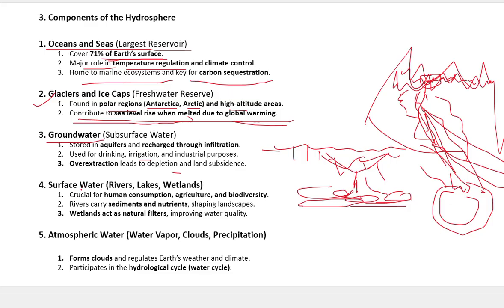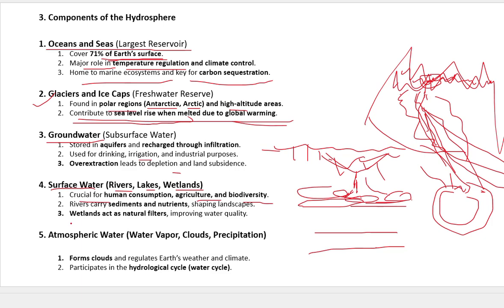Okay. Then surface water. Under surface water, what are there? They are in rivers, lakes, wetlands, and they are crucial for human consumption, agriculture, and biodiversity. Rivers carry sediments and nutrients, shaping the landscape. A river is not always in one shape. It always keeps changing. That is because of sediments, the sediments which come along with the water.